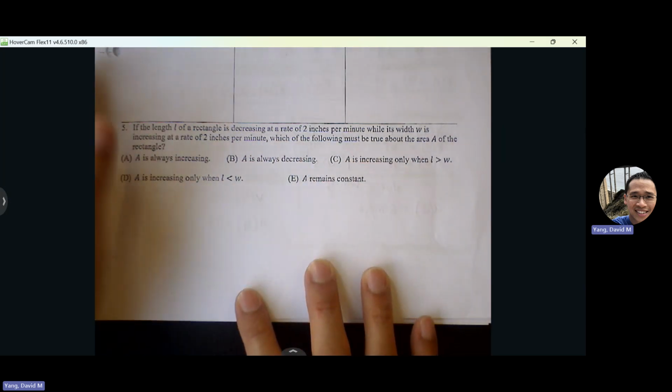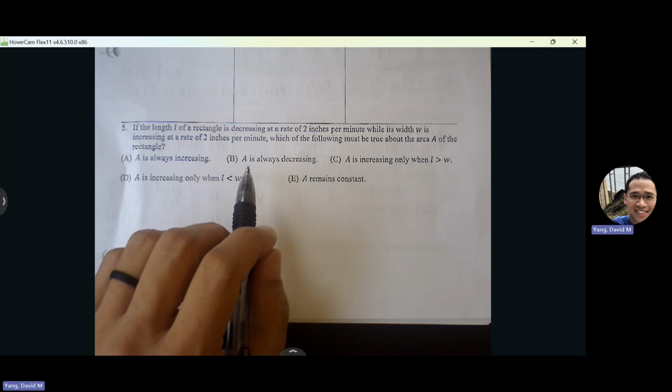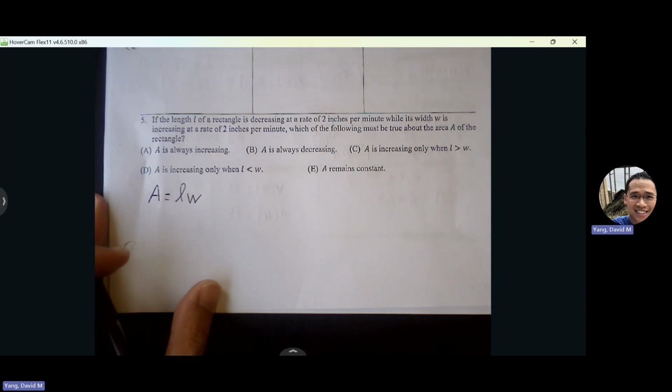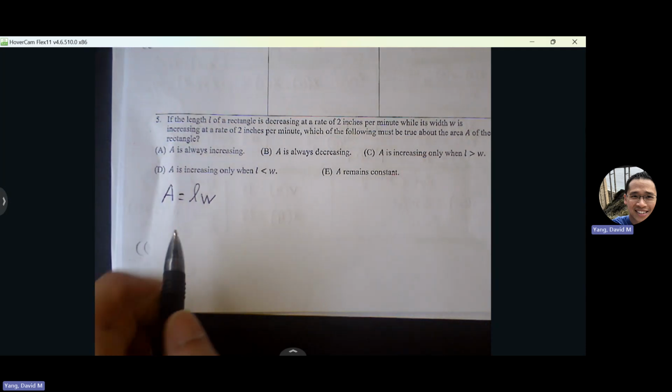We know that this is related rates because there's a time component with the derivative. So let's start off with building the area of a rectangle, length times width. If we want to find the derivative with respect to time, we know we're going to be expecting dA/dt, dL/dt, dW/dt. But at the same time, this is product rule here, so we have to go through a full product rule to build the derivative.